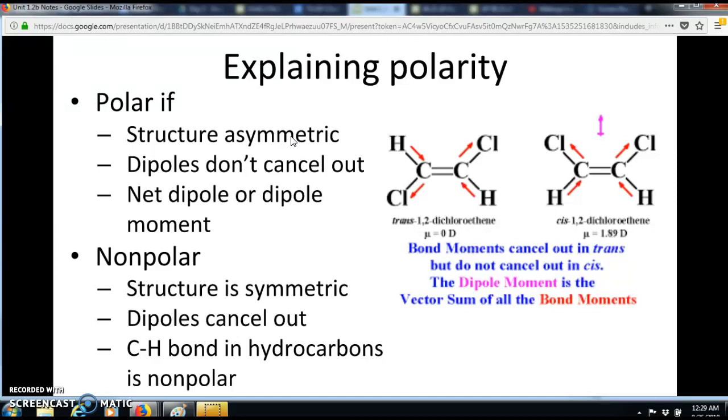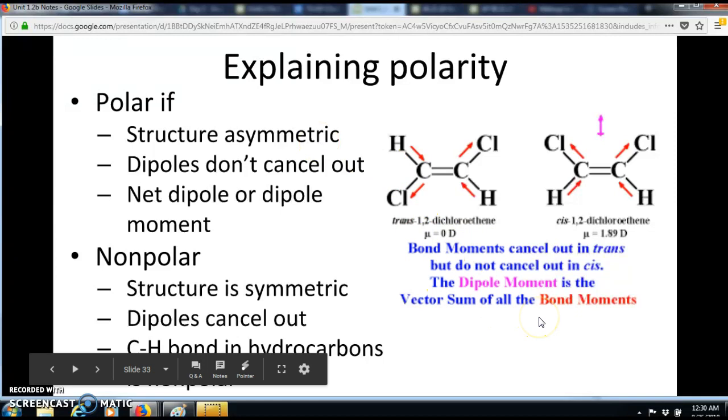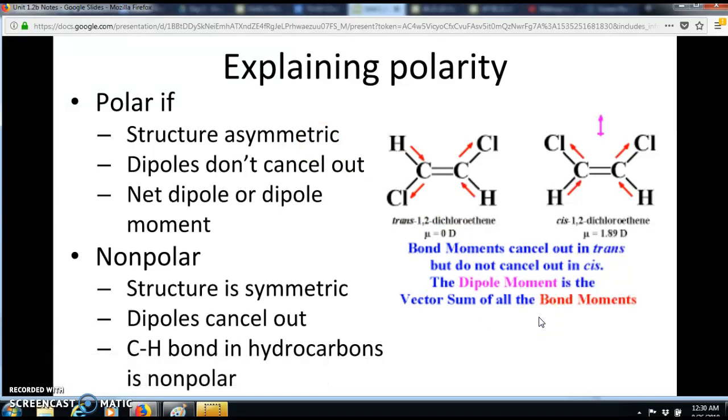And there's a net dipole, or dipole moment, because the dipoles do not cancel out. For nonpolar, you want to use language like the structure is symmetric, or the dipoles cancel out, or it is constructed of nonpolar bonds. All of that will help to explain why something is polar versus nonpolar. So over here on the side, I just have an example of what that could sound like. It doesn't have to sound like this, but it could sound like that in explaining polarity. The main thing being, use the quick tricks just to quickly determine if something is polar or nonpolar, but you have to utilize this language here when explaining.